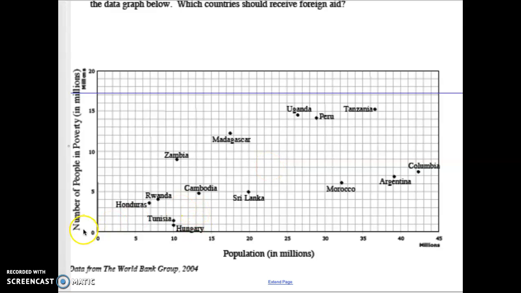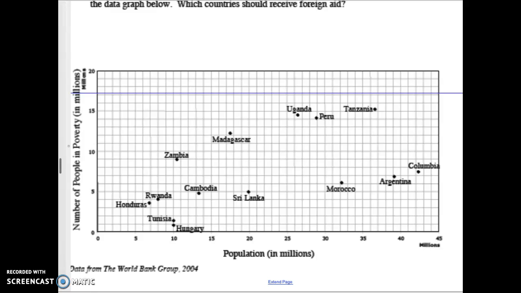So this is the number of people living in poverty. That's what the y-axis is. The x-axis is the population in millions. And then you're going to want to plot all these points on there. So pause the video right now. Copy down this graph so you have that. That will be your resource page that you will use on question number 78. So pause right now.